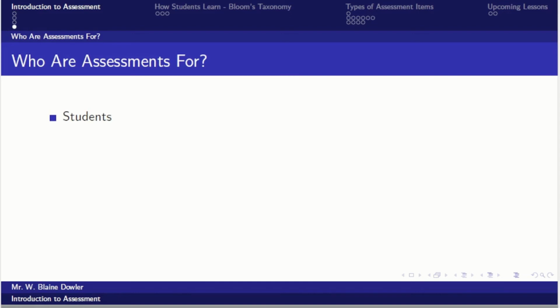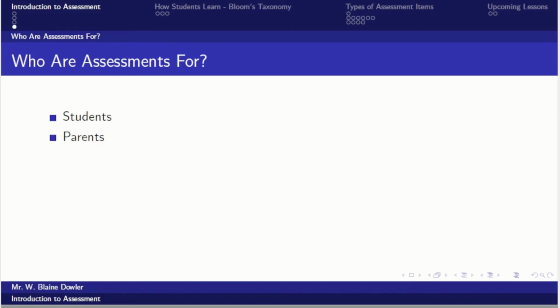So who are assessments for? First and foremost, they should be for the students or the learners themselves. If they are not getting anything out of the assessment, then why are we doing it? They should be getting that feedback so they understand how well they've actually learned this material, and evaluate how well that lines up with how well they thought they learned it.